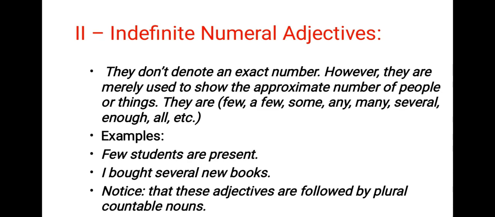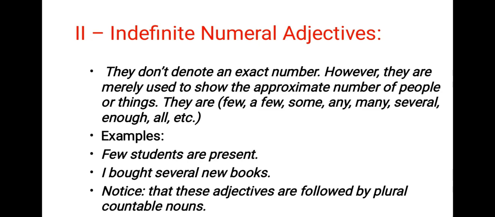For example, few students are present. If we take that in the definite numeral adjective, we would say that 5 students are present, 6 students are present, or 10 students are present. But in indefinite numeral adjective, we would say that few students are present, or some of the students are present, or many of the students were absent. I bought several new books.